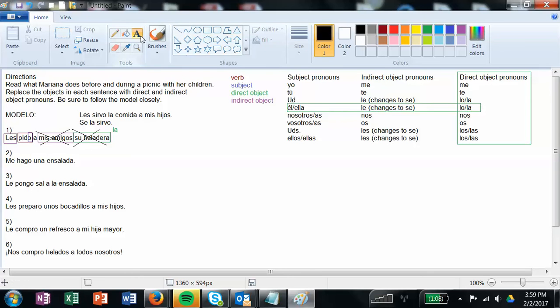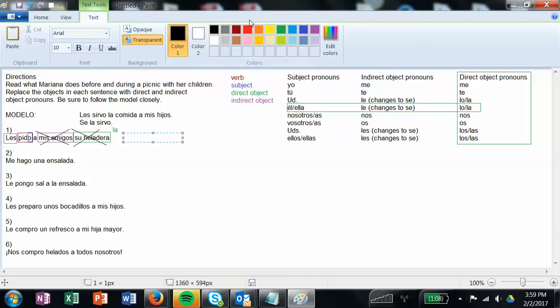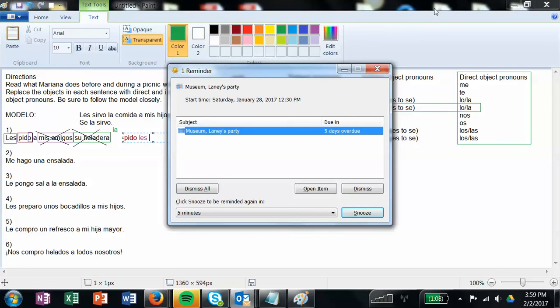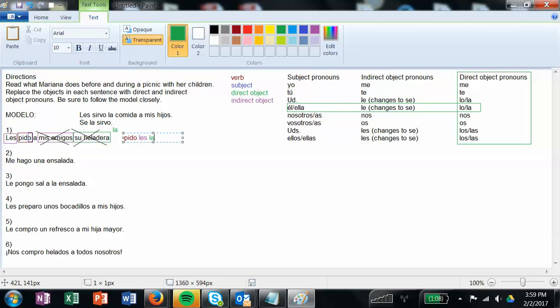So when I rewrite this, what you're saying is, I ask them for it. So "I ask" is going to be pido. "Them" is going to be les, and the "it" is going to be la because it's replacing heladera. Now, these cannot be written after the verb. We want them to be there in English, but in Spanish they get written in front. And that is how you say, I asked them for it.